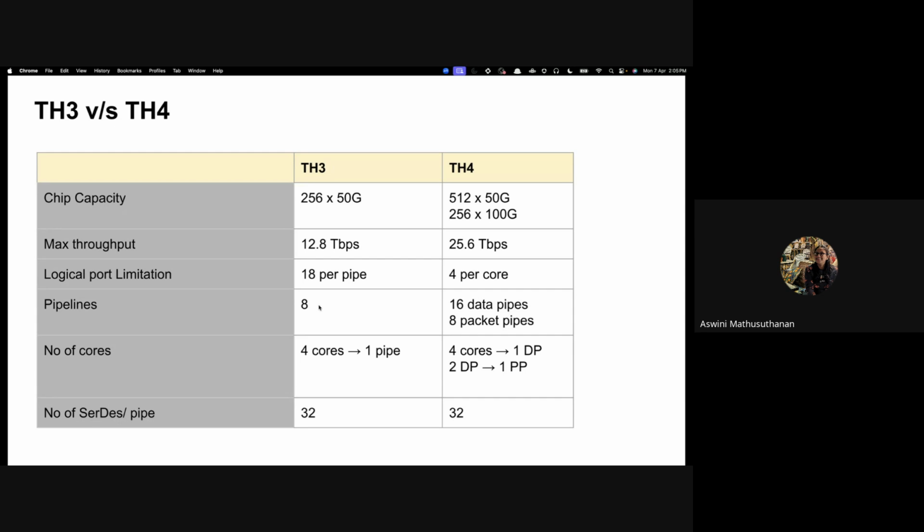In TH3, it is 8 pipelines, and in TH4, it is 16 data pipes where the packets come in, and two such data pipes make one packet pipe, which is where the packet is processed. So 4 cores will make one data pipe, and two such data pipes will make one packet pipe. The number of SerDes per pipe remains the same between TH3 and TH4: it is 32 SerDes per pipe.